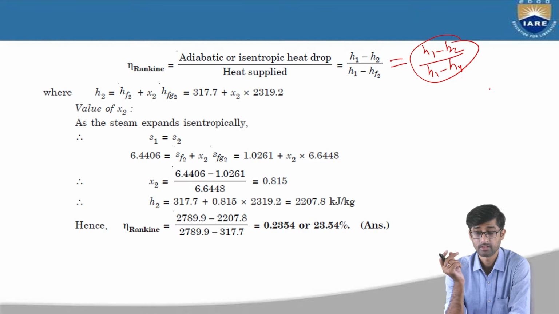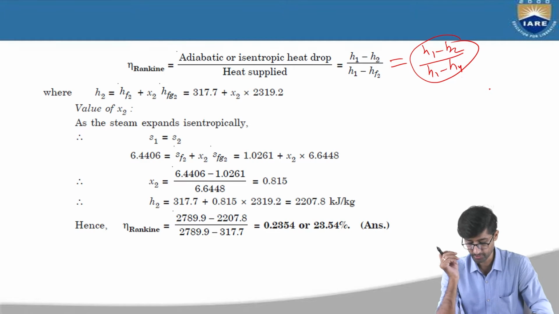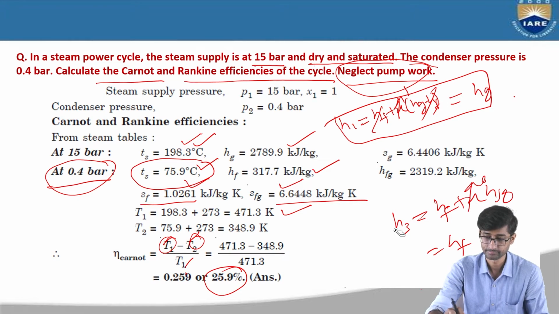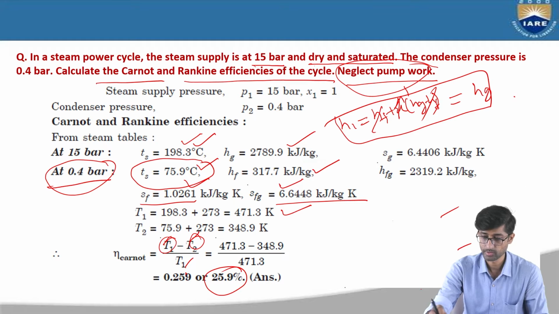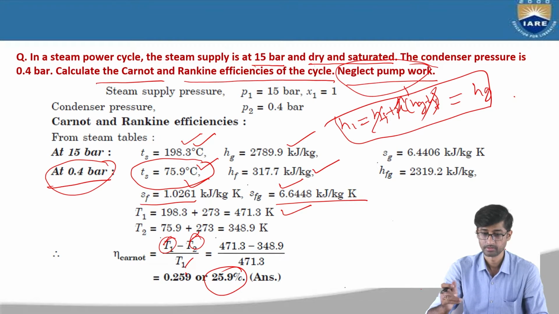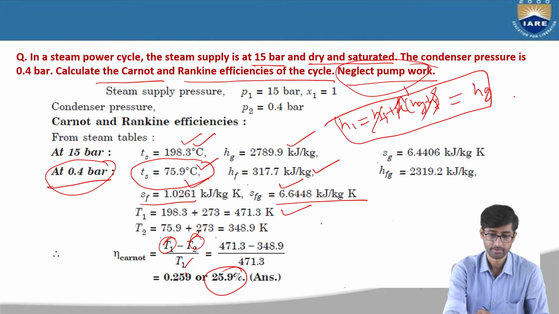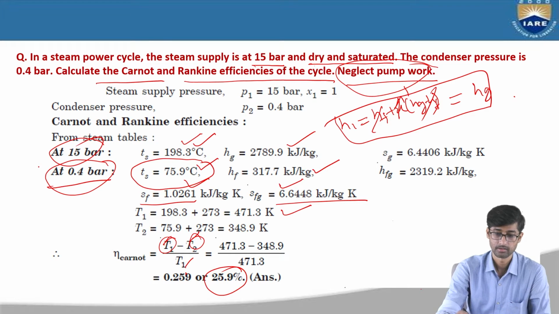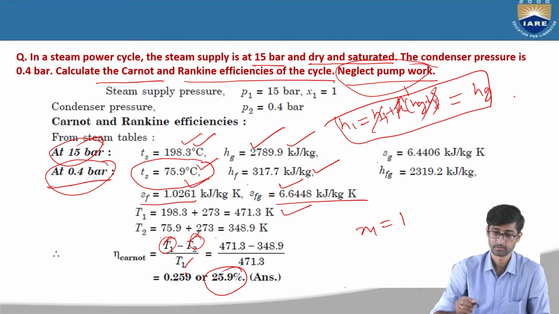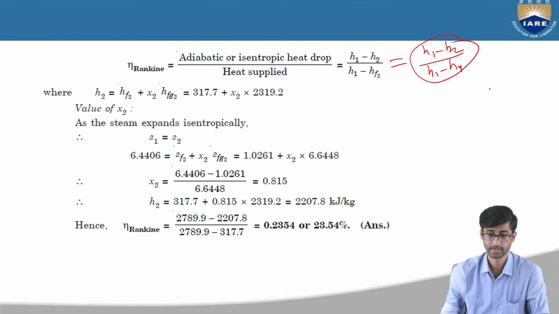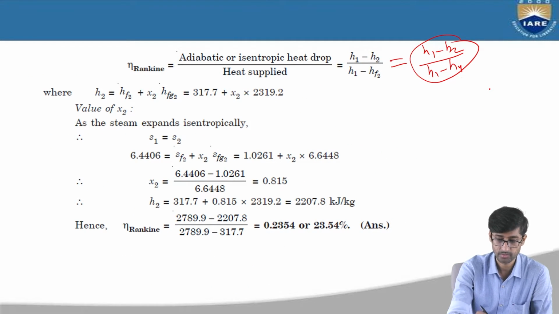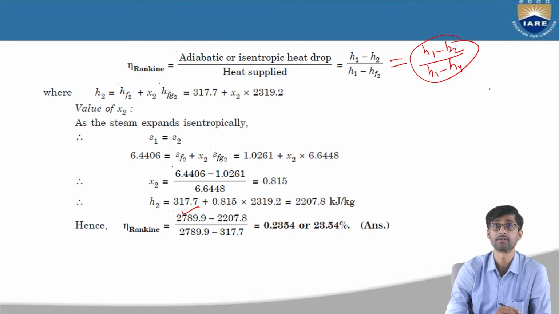Now we have to calculate the value of what is H1, what is H2, what is H3 and what is H4. Now already we have calculated what is the value of H1. You see here. So what is the initial condition? At pressure 15 bar and dryness fraction X is equal to 1, what is Hg? So this will become H1. So this is the value of H1, 2789.91.